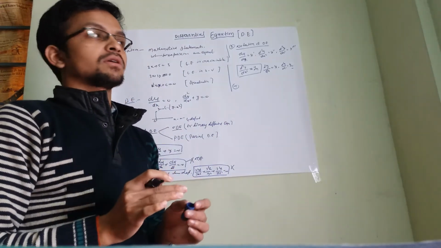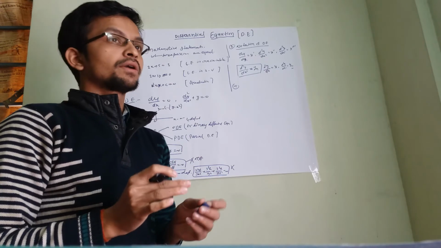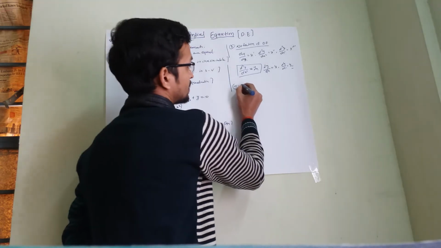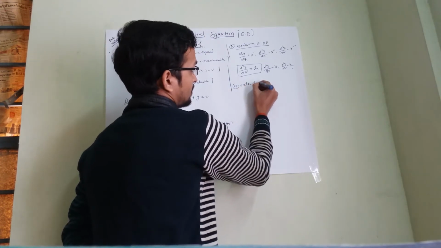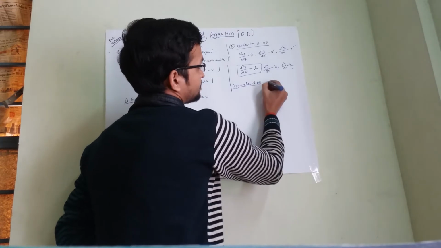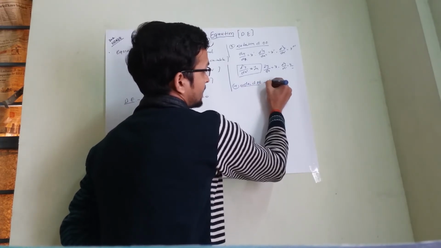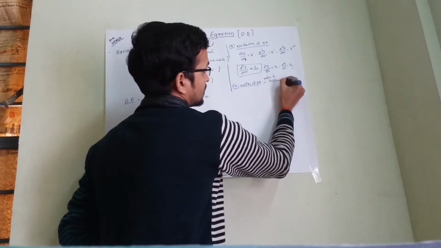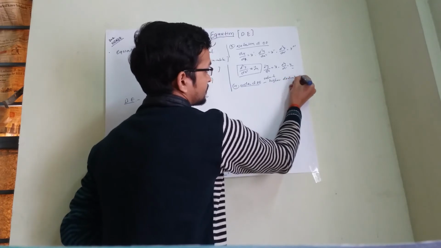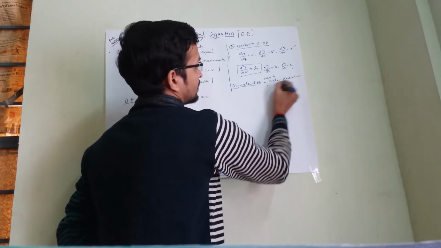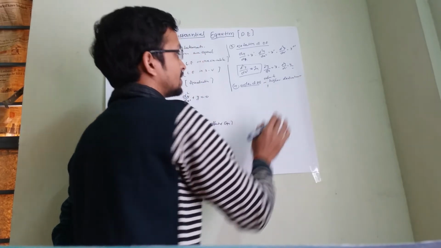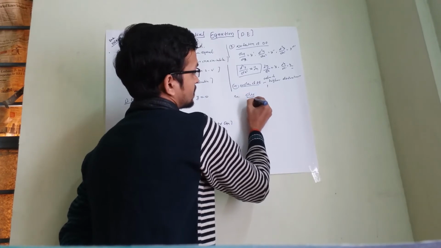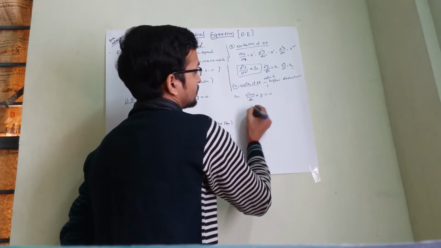Going forward, we check what the order of the differential equation is. The order of the differential equation is the order of the highest derivative present in the differential equation. Let's see an example.